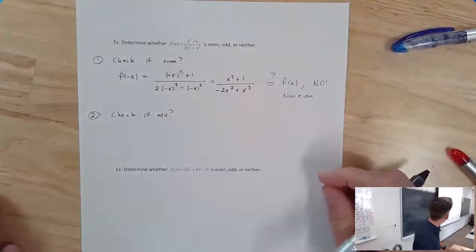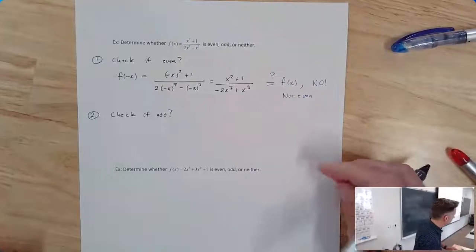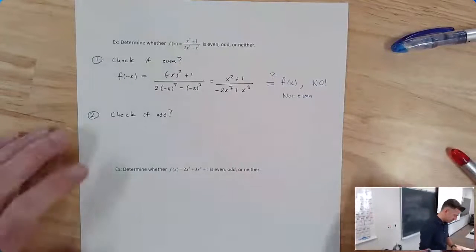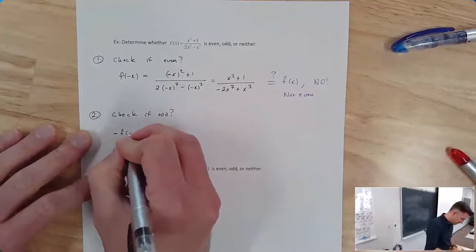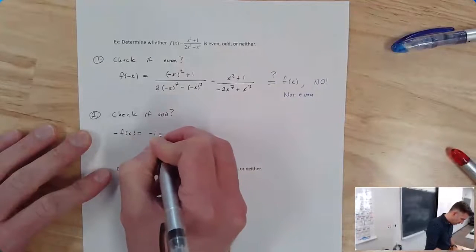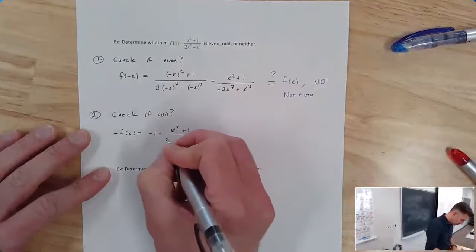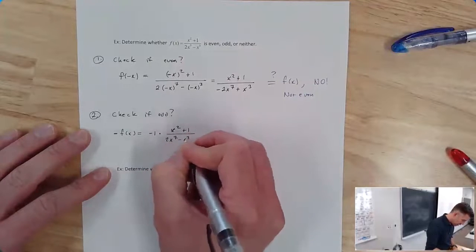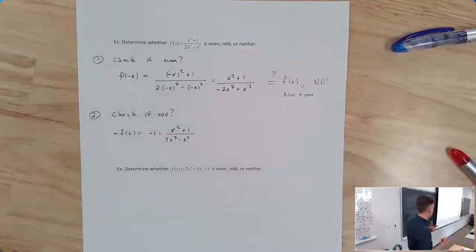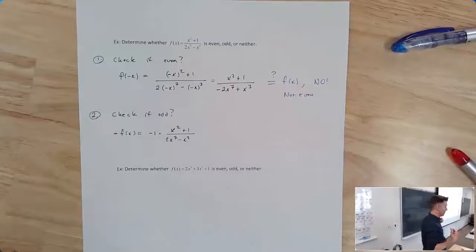Okay, so now we already have f of negative x. Let's look at negative f of x. So negative f of x is equal to -1 times x squared plus 1 over 2x to the 7th minus x cubed. Now here's where, especially with fractions, you have to be super careful. You multiply that -1 by the fraction, it doesn't multiply by the top and by the bottom. If you did that, you multiply by -1 over -1, which is just 1, which is not the same as -1.